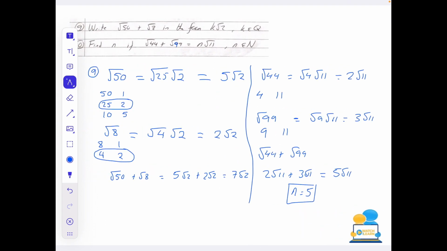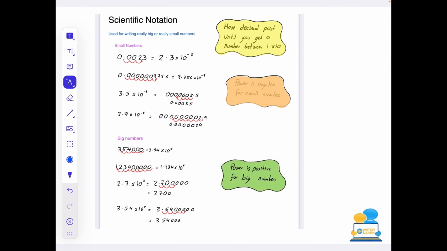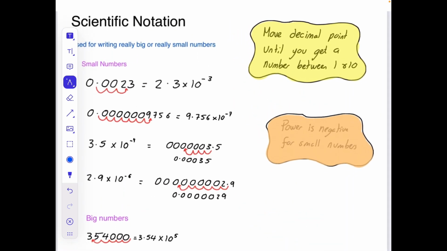Okay, so what we're going to do now is some scientific notation. If you want to pause here and maybe screenshot or just take this down as notes, this would be what I'd be practicing, and then we'll do some questions in a second. Okay, so scientific notation is just a way of writing really, really big numbers or really, really small numbers. So we'll look at the small numbers first.